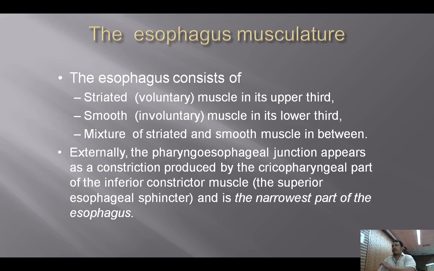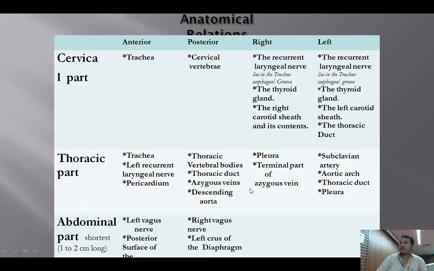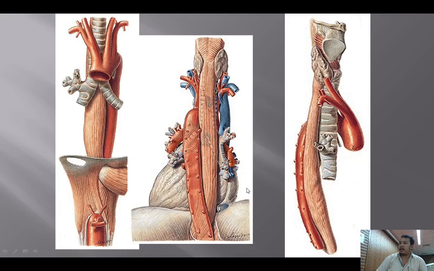So what are the muscles of the esophagus? It has both main types of muscles, the skeletal muscle and the smooth muscle. In the upper one third you have the skeletal or striated muscle. In the lower two thirds you have the smooth muscle. And there is a mixture of striated and smooth muscles in the middle one third. So the upper part is purely voluntary muscle, the lower part is purely involuntary muscle, and it is mixed in the middle. Externally, the pharyngoesophageal junction appears as a constriction produced by the cricopharyngeal part of the inferior constrictor muscle. As I told you, this acts as a normal anatomical sphincter.